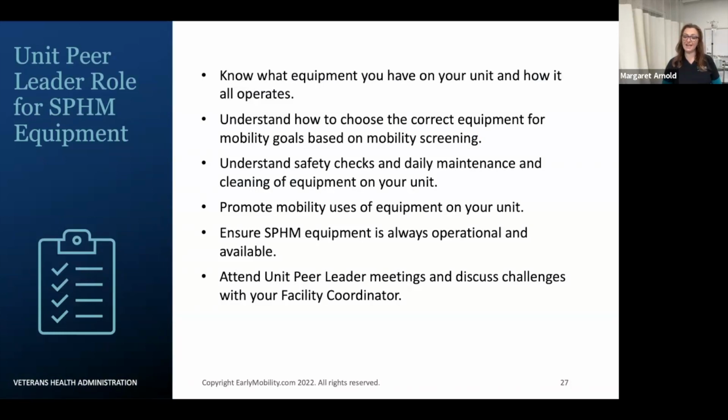Understand the safety checks and daily maintenance and cleaning of all the equipment on your unit. Promote mobility uses of equipment on your unit. Help patients understand how they can participate even if a lift is used. Ensure that safe patient handling mobility equipment is always operational and easily accessible and available. And attend unit peer leader meetings to discuss challenges with your facility coordinator.